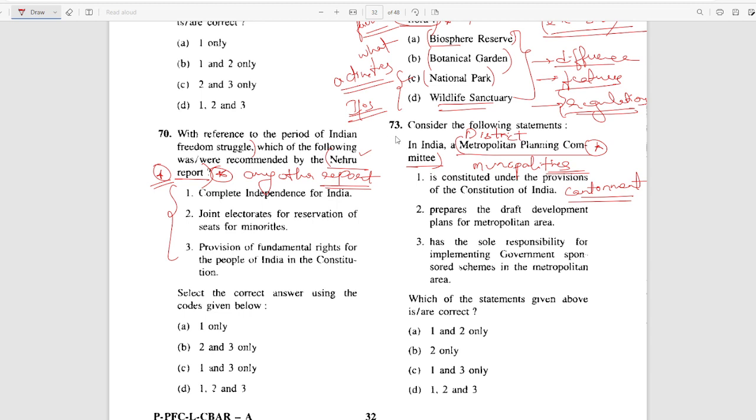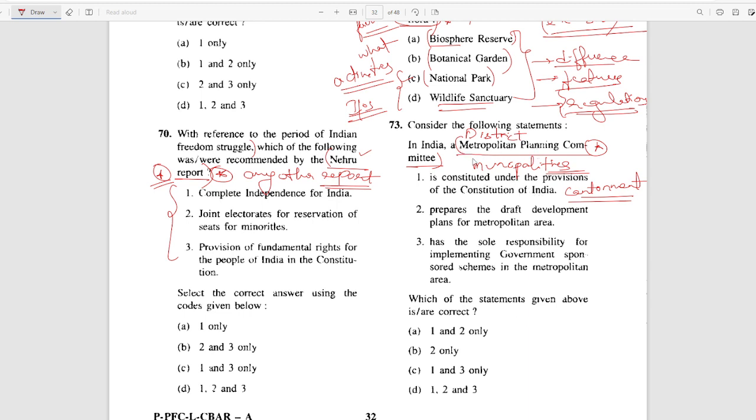Next question is the 73rd question. Consider the following statements. In India, a Metropolitan Planning Committee is constituted under the provisions of the Constitution of India, prepares the draft development plans for the metropolitan area, and has sole responsibility for implementing government-sponsored schemes in the metropolitan area. So the Metropolitan Planning Committee is important. Similarly, the District Planning Committee is important, and they can ask you questions regarding the constitutional amendment that brought these metropolitan and district planning committees.